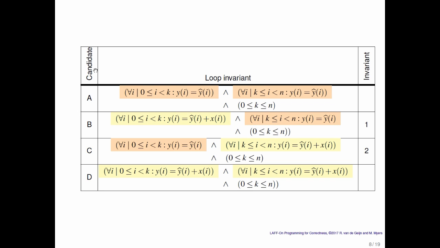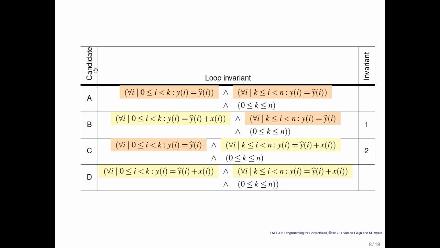Candidate A says that the first k entries are the original contents and the last k entries are the original contents. Probably not a very interesting loop invariant. Candidate B says that the first k entries have been updated with the final result. That sounds like progress. And the rest of the entries have not yet been updated. That seems like a reasonable loop invariant.